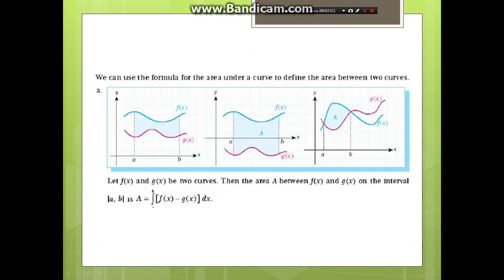We can use the formula for the area between two curves. Let f of x and g of x be two curves. Then the area A between f of x and g of x on the interval from a to b is capital A is the integral from a to b of f of x minus g of x dx.